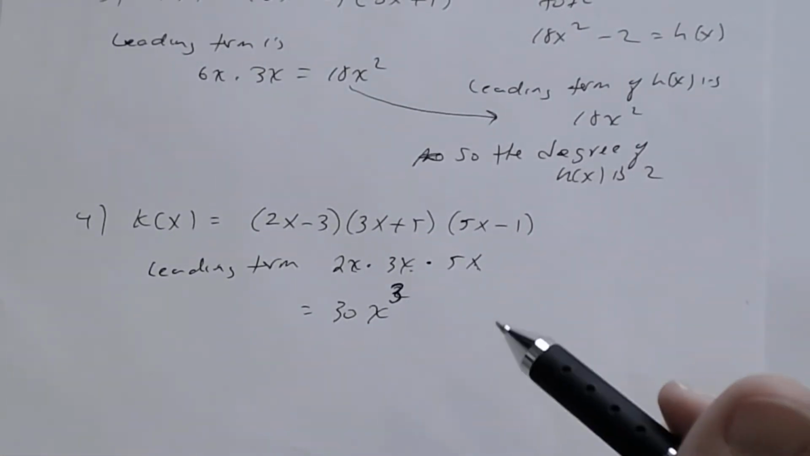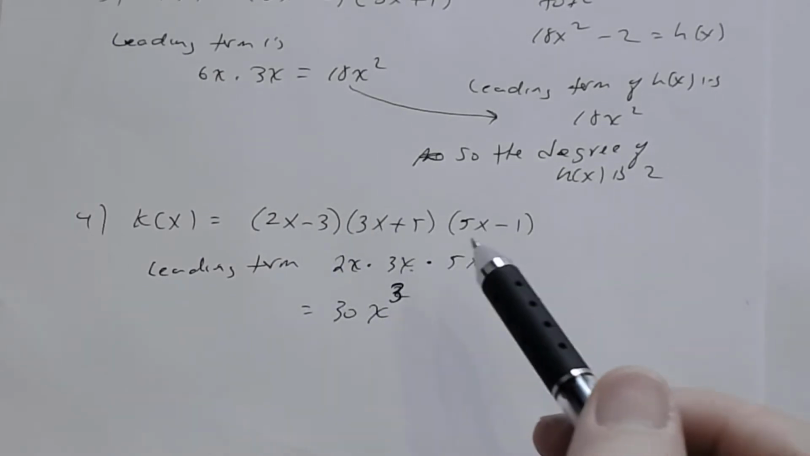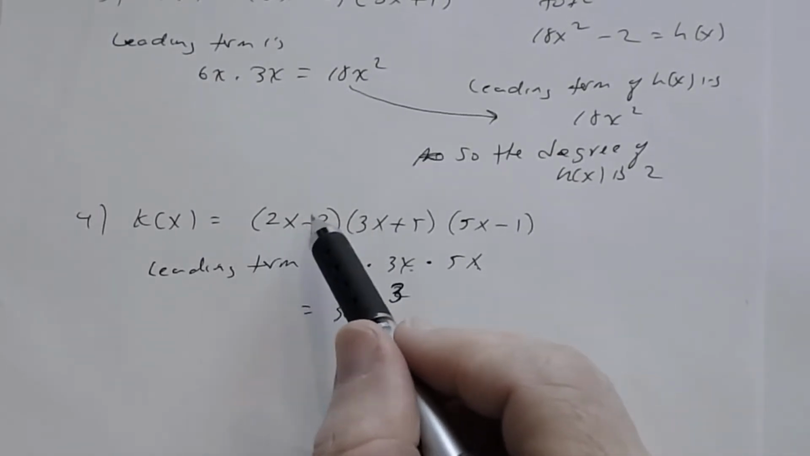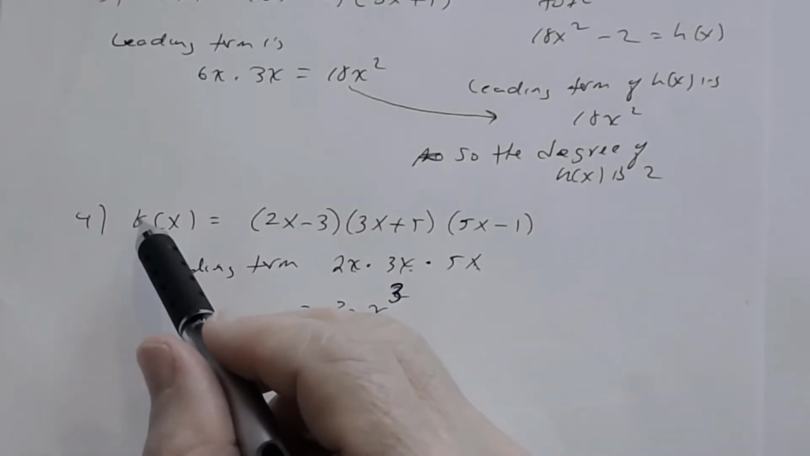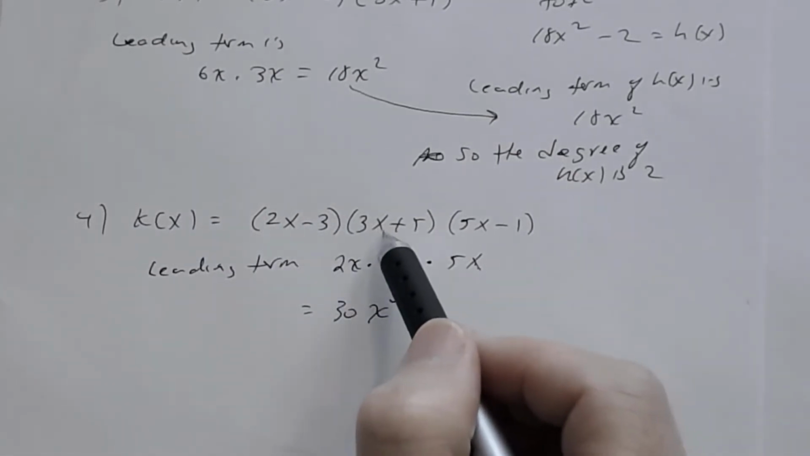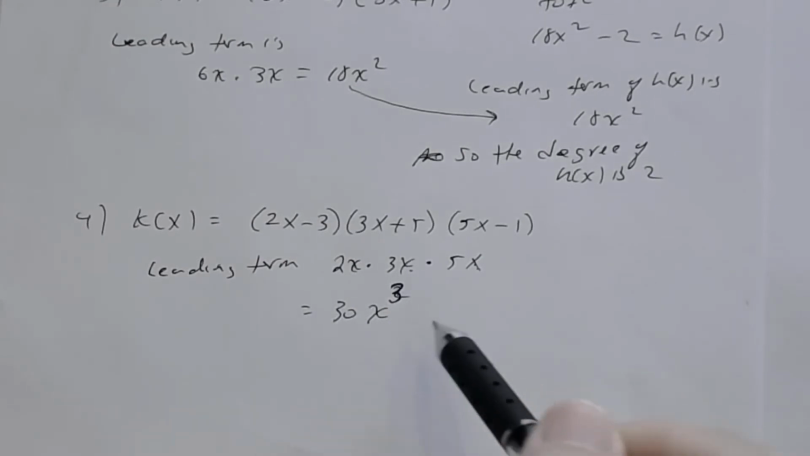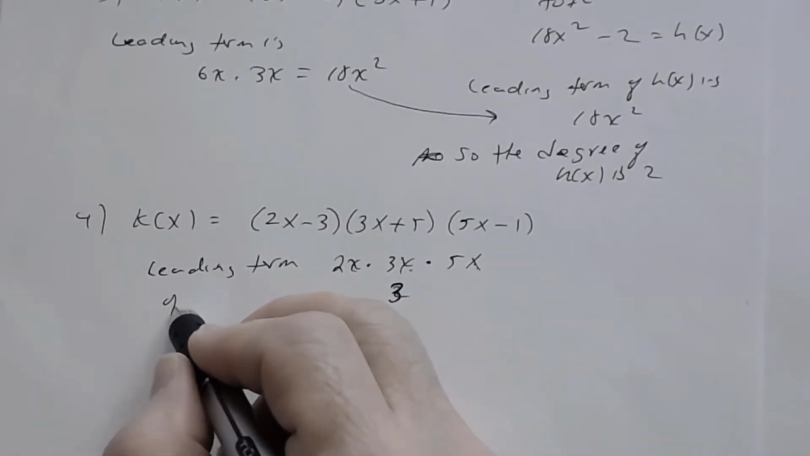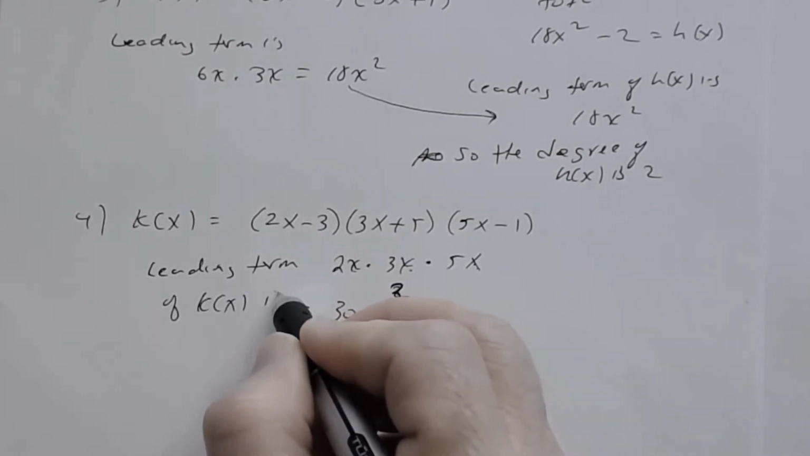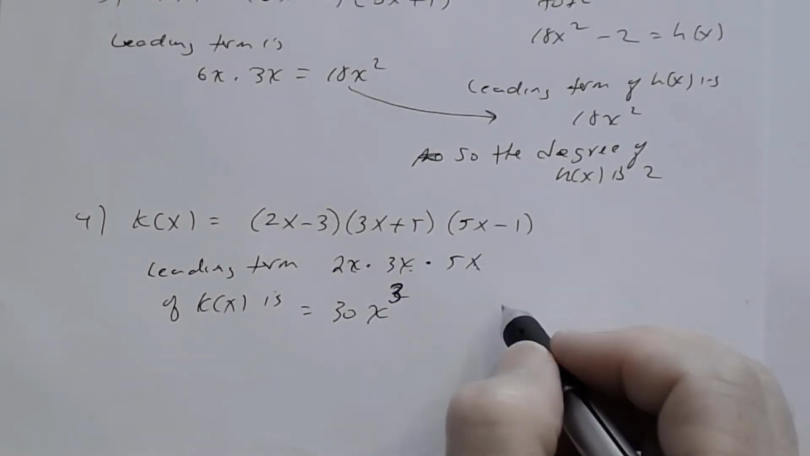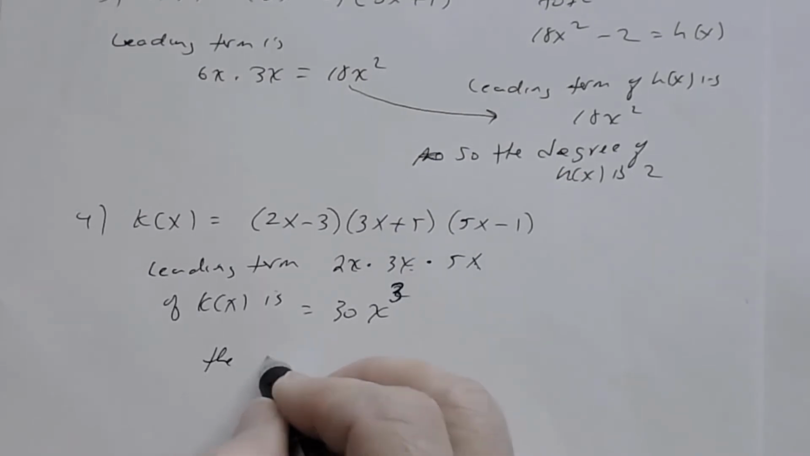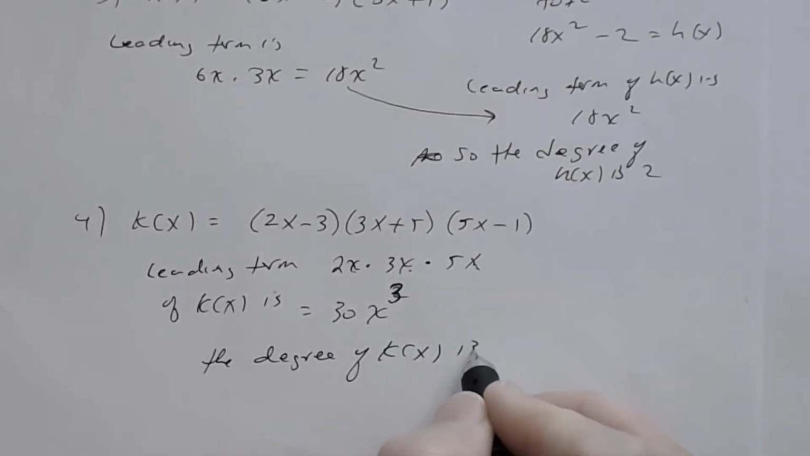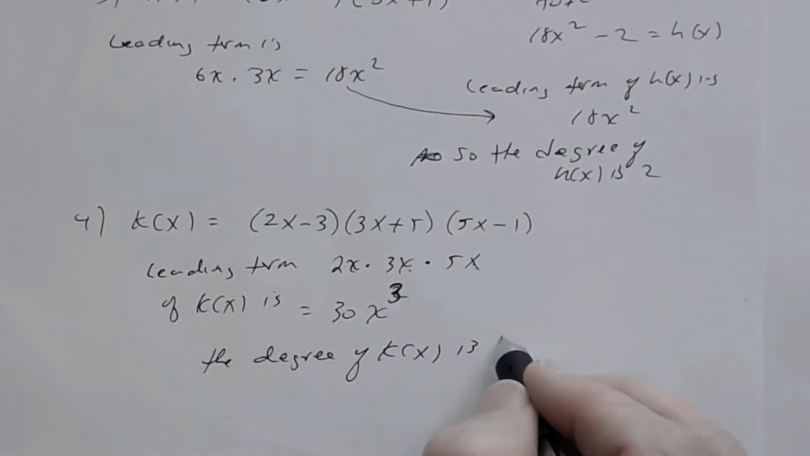So that's how you find your leading term. I don't care about anything else. To get the leading term of the polynomial, you take the leading term of each factor, and then you multiply them out, and there's your leading term of k of x. So the leading term of k of x is 30x cubed. So the degree of k of x is 3.